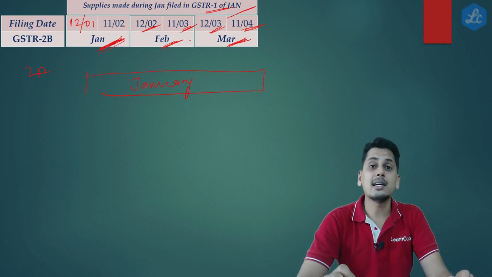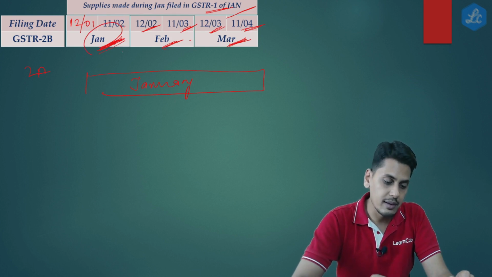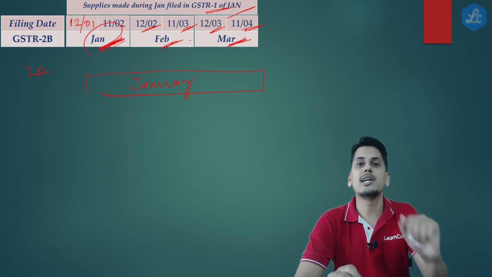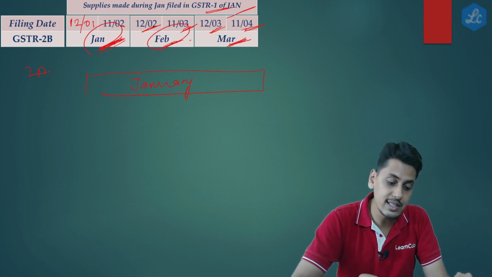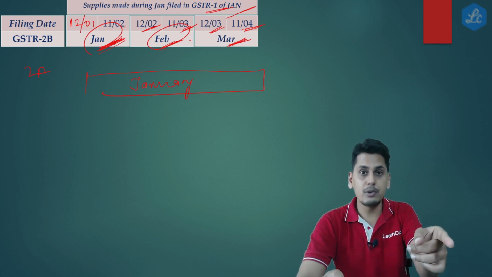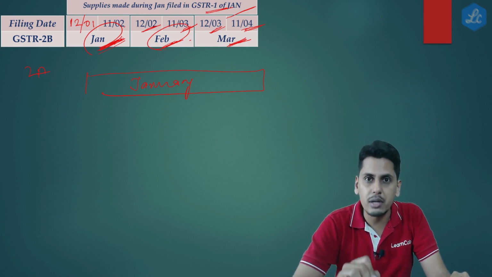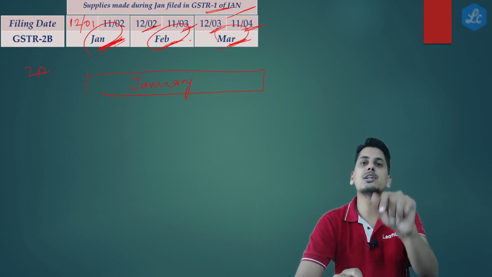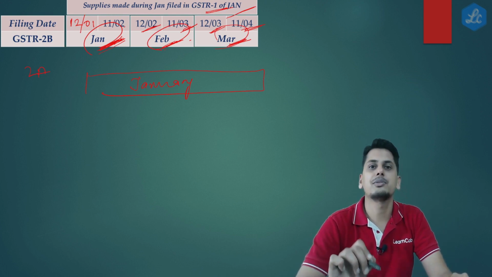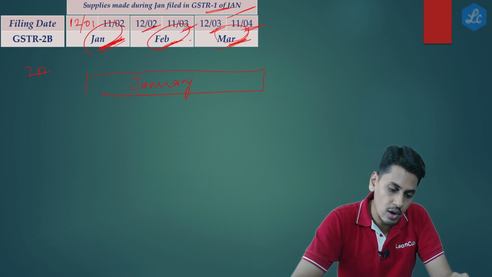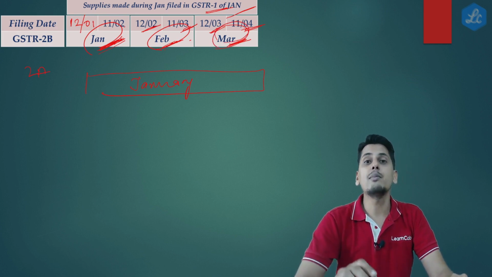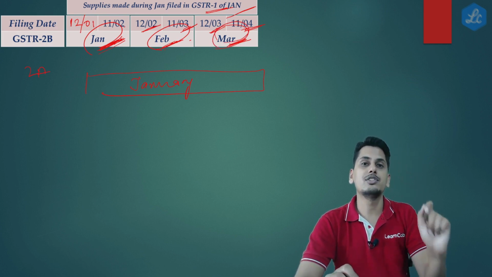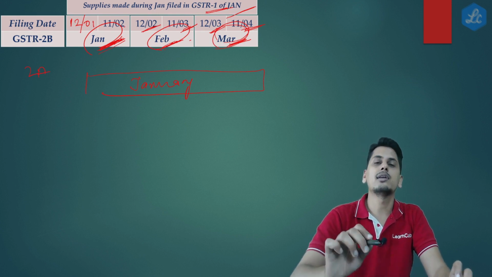If it is appearing in GSTR 2B of January, I can take the credit in January month. If it is appearing in GSTR 2B of February, I'll be in a position to take the credit only in February month. If it is appearing in GSTR 2B of March, I would be in a position to take the credit only in March month. So therefore, always the availment of credit is going to be based on GSTR 2B according to 36 sub rule 4.